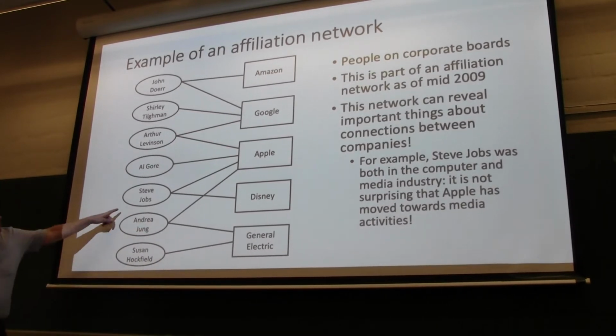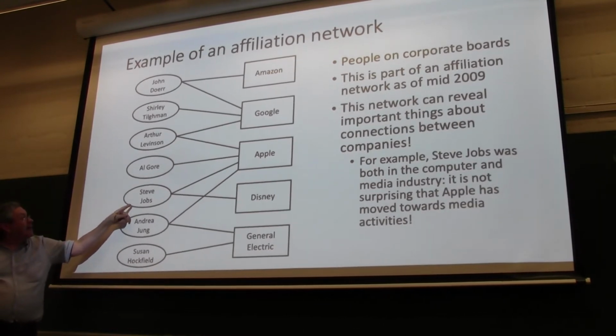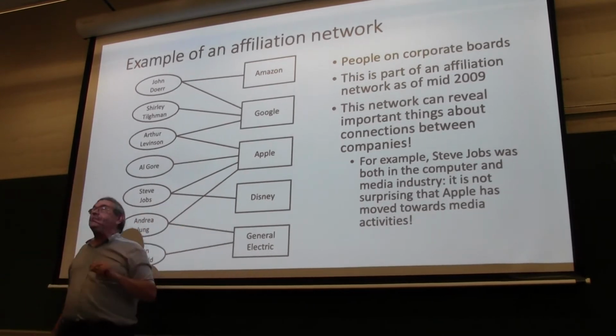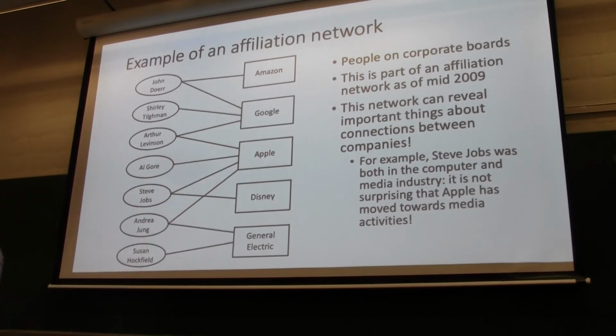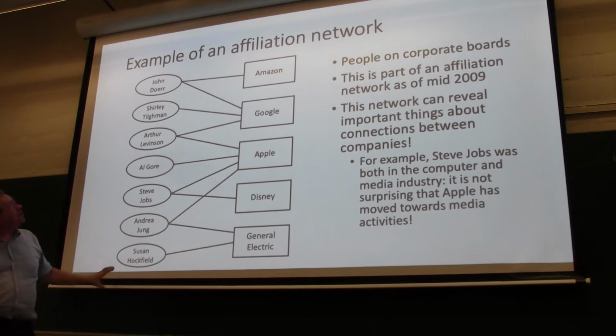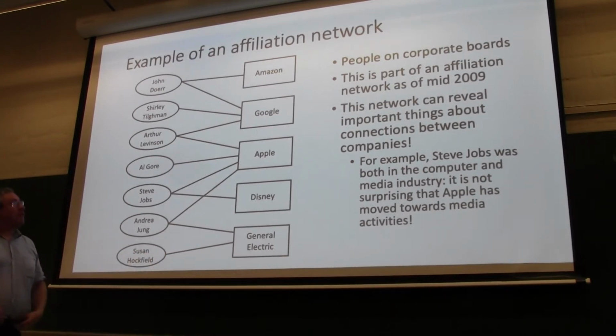So you can see, for example, Steve Jobs. Maybe you heard of this guy. He's on the board of Apple, but he's also on the board of Disney. You know, the one with the mouse. So that's kind of funny. So this is an example of an affiliation network or graph, you see? The two sets. And you can deduce things from it.